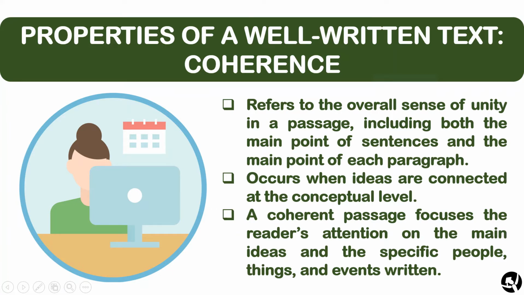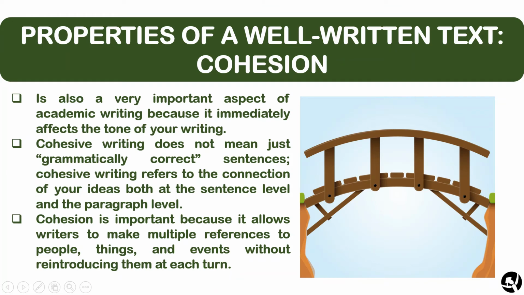Cohesion is the connection of ideas both at the sentence and paragraph level. It is important because it allows writers to make multiple references to people, things, and events without reintroducing them each time. Now, the grammatical and lexical relationship between different elements of a text which hold it together is called cohesion. When a paragraph is cohesive, it means that the paragraph is not just grammatically correct, but it also refers to the connection of ideas, both at the sentence and paragraph level.